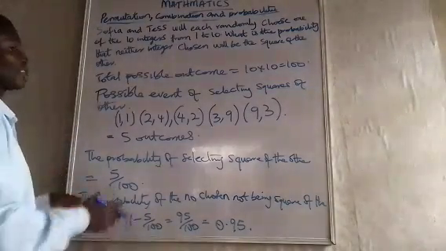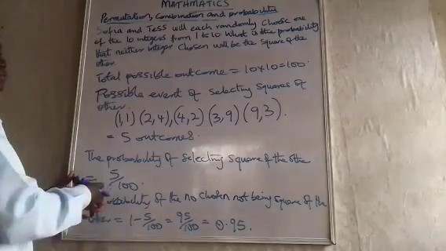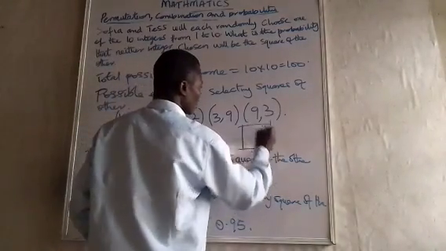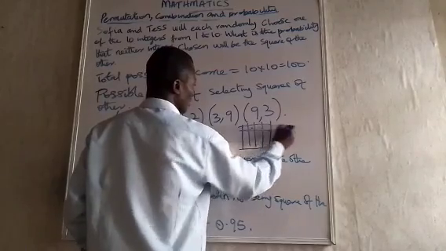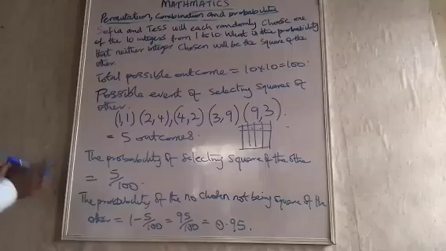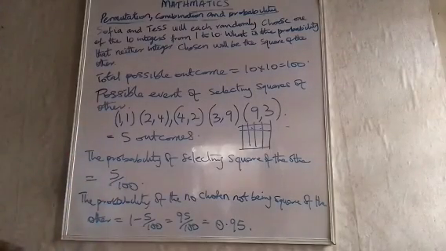Although if you are not so sure, you can draw the full table and check the whole outcome. Something like this, 1 to 10 and 1 to 10, and then you pair the numbers. You select the ones that are squares of the other one. From there, you can get your answer.